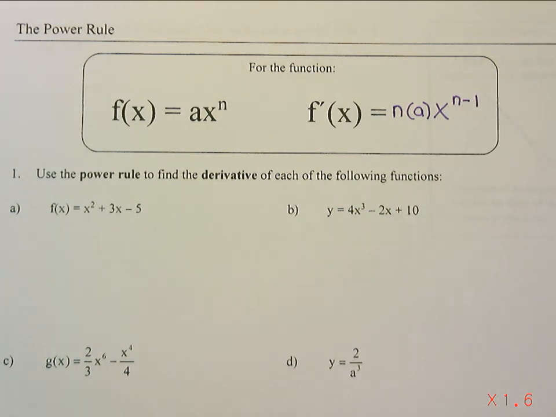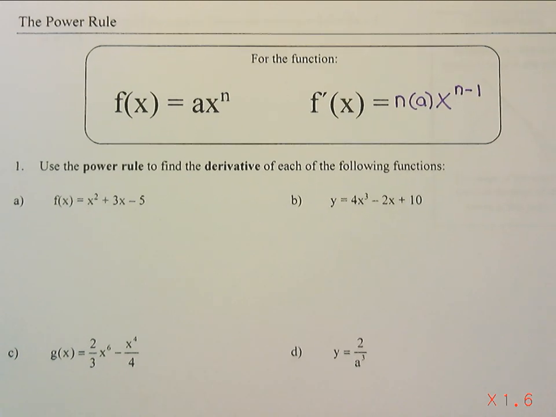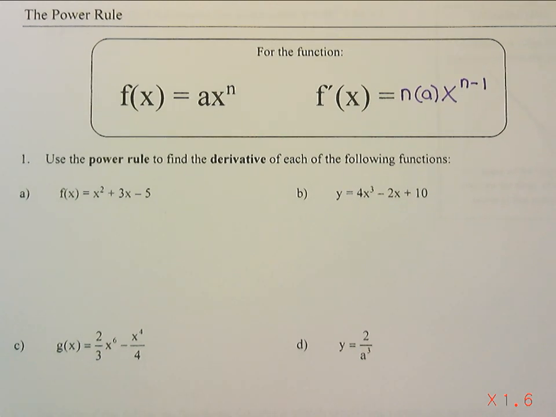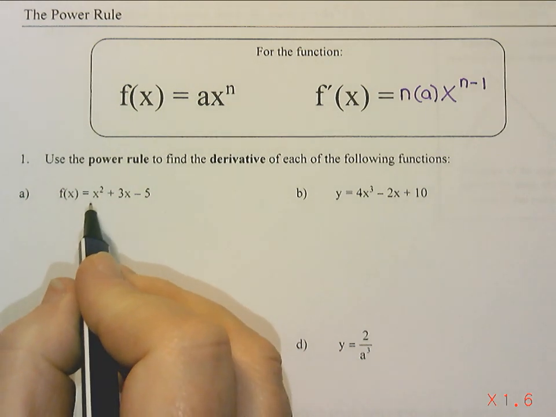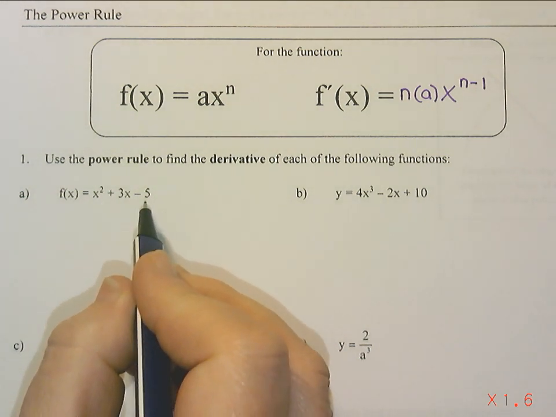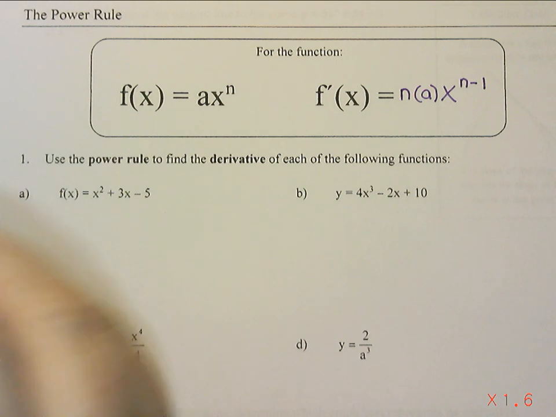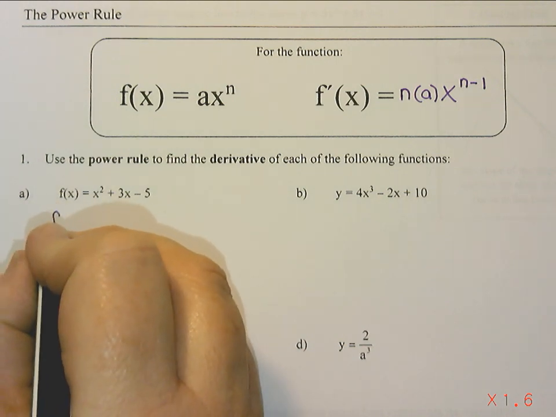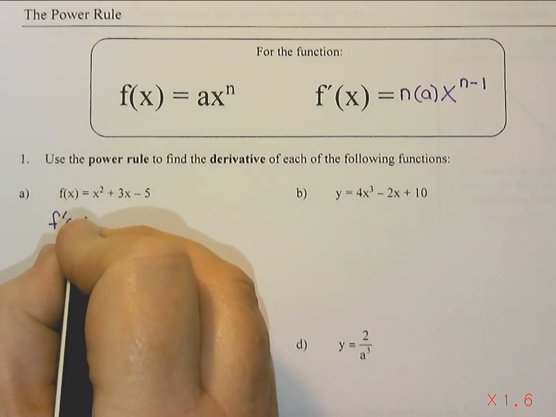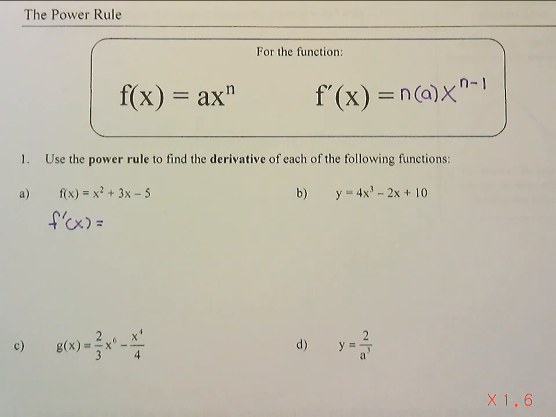So we're going to try a couple of questions using our power rule. It says use power rule to find the derivative of each of the following functions. So up first we have f of x, which is x squared plus 3x minus 5. So if I want the derivative, that's going to be f prime of x. And then all I'm going to do is use my power rule for every single term.